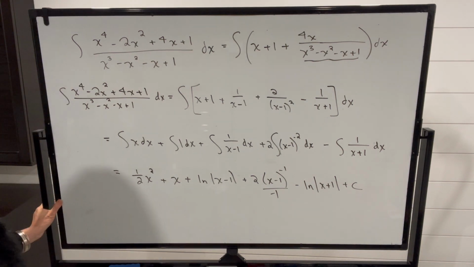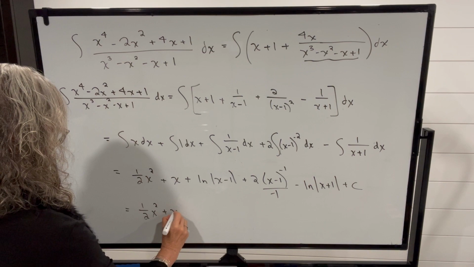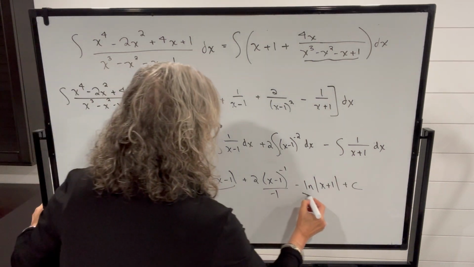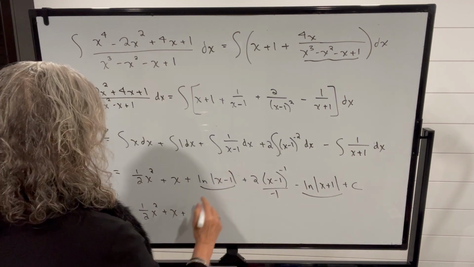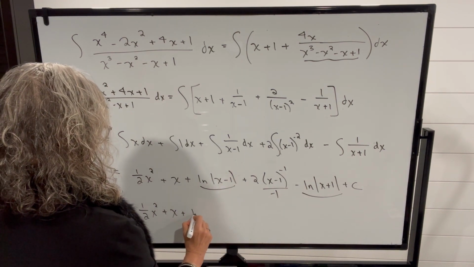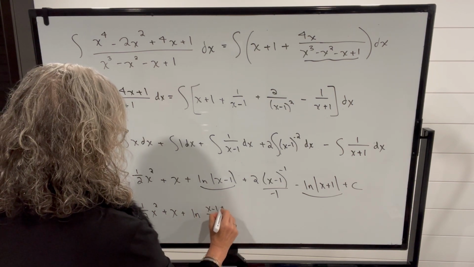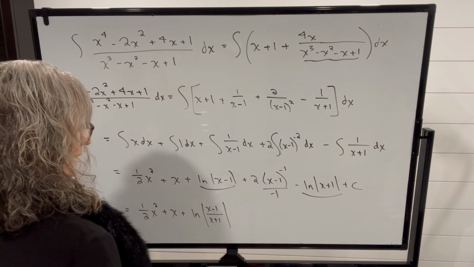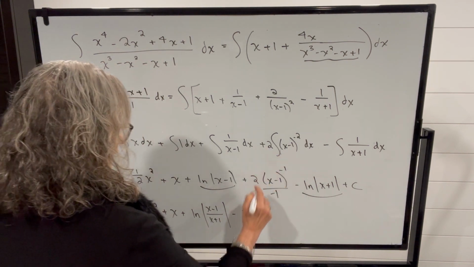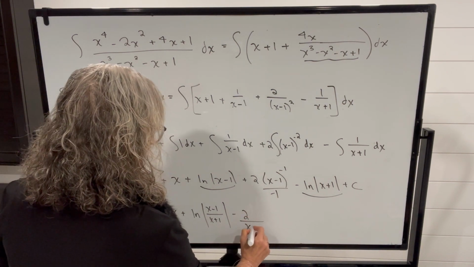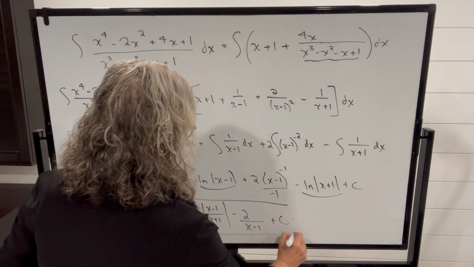Now I'm going to clean this up. I can combine these two log terms into one log term. So because it's subtraction, I'm going to write that as division. So it'll be the natural log of x minus 1 over x plus 1. And don't forget the absolute value signs. And this becomes minus 2 times x minus 1 to the negative 1, which is like 2 over x minus 1. And that is our final answer.